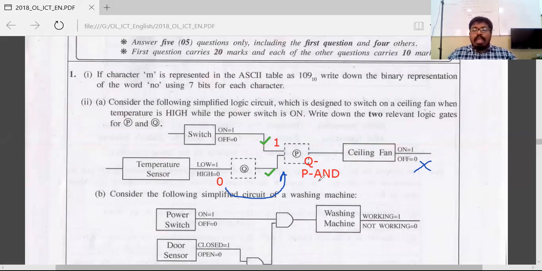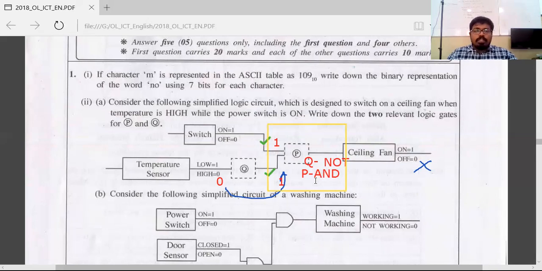So to make the AND gate produce 1 as an output, I have to take NOT here. Why? When P is an AND gate, we have to provide both inputs 1 in order to get the output as 1. So that's why this is 1, this is 1. So when you make this one as 1, you have to take the complement. That's why Q will be NOT gate, P will be AND gate. So that's the end of the 2018 paper.